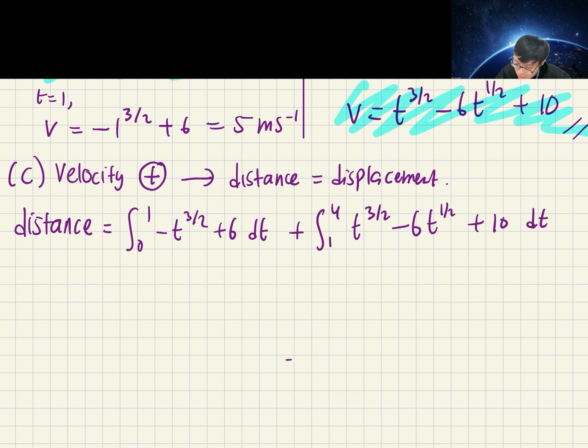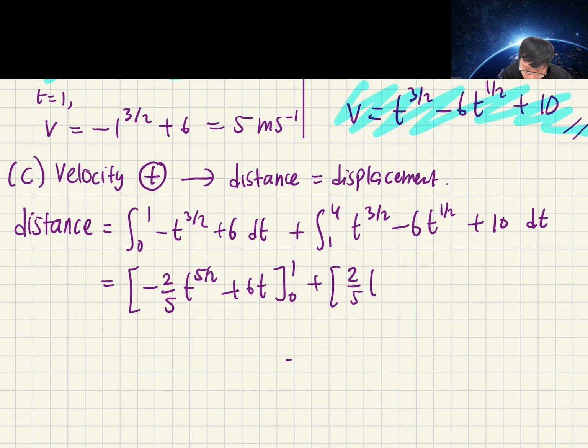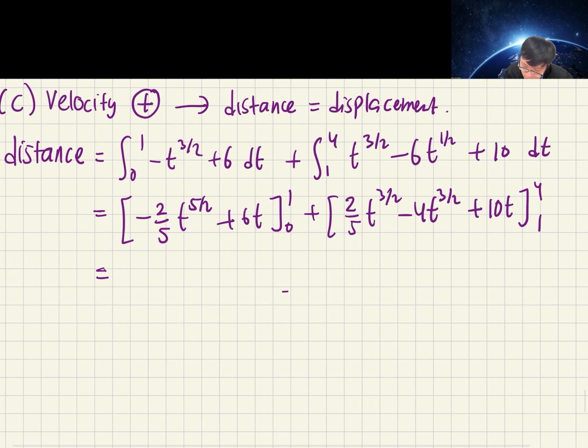So from here, you just need to integrate this one. Minus 3 t^(-1/2) becomes minus 2/5 t^(5/2) plus 6t, plug in 1 and 0. Plus this one becomes 2/5 t^(5/2), and this one becomes minus 6 divided by 3/2, which is minus 4 t^(3/2), plus 10t, plug in 4 and 1. So we plug in 1, you will get minus 2/5 plus 6. We plug in 0, just 0.